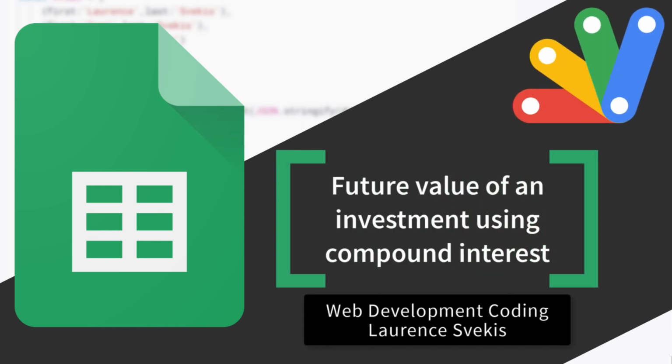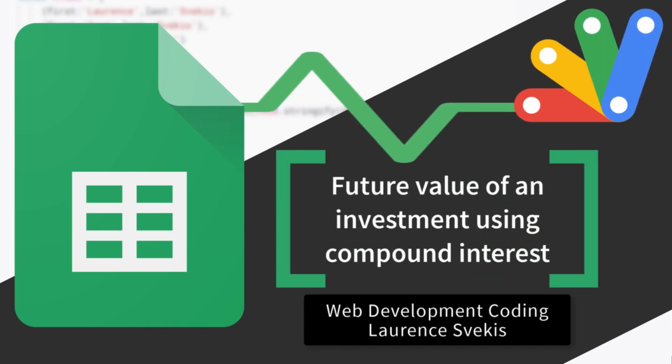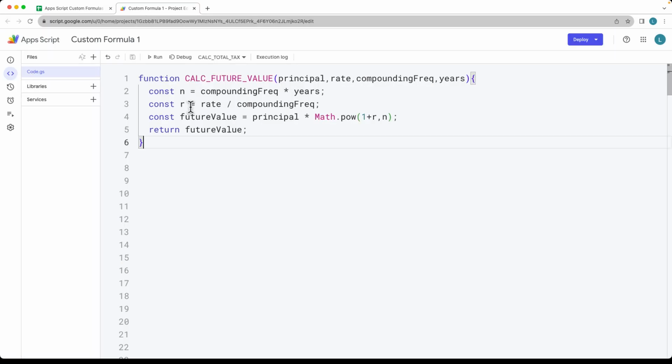Welcome. In this video, we're going to be setting up a custom function within Google Sheets, and we're going to be using Google Apps Script in order to do that. So this is an example of the custom function. There's the formula that we're doing the calculations with the values that are passed in. We get 4 values passed in, we do the computation, and then we return back the future value.